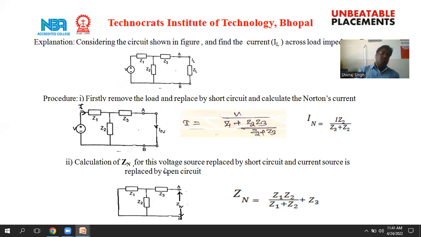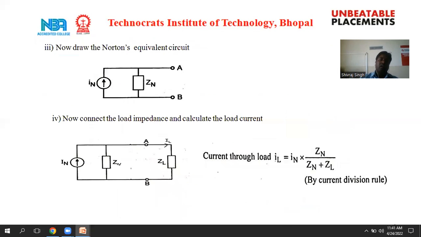Again, second step, calculate the Norton's equivalent impedance. We can follow the same procedure as in Thevenin's theorem. So here the source, may be a voltage source or current source, is replaced by its internal resistance. If we have a voltage source, that means it is replaced by a short circuit, and a current source is replaced by an open circuit. So in this circuit, the voltage source is replaced by a short circuit, and then measure the Norton's equivalent impedance. Here Z1 and Z2 are the parallel combination and Z3 is in series. So total ZN equals Z1 Z2 upon Z1 plus Z2, plus Z3.